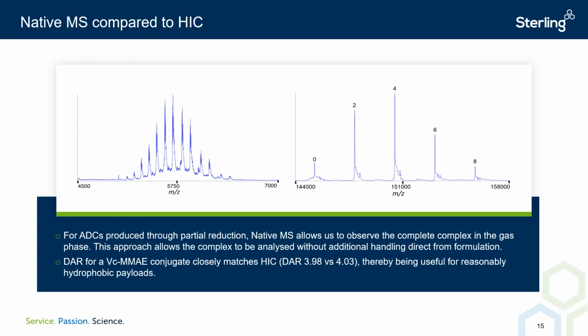Looking at the raw numbers for this, via HIC we've got a DAR of 3.98, and via mass spec we've got a DAR of 4.03. So we're getting very good agreement between the two techniques for a reasonably hydrophobic payload. Native mass spec can be very useful for things like bispecifics or other molecules to get an intact DAR ratio rather than breaking apart into light and heavy chain.